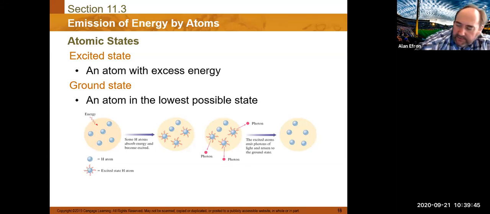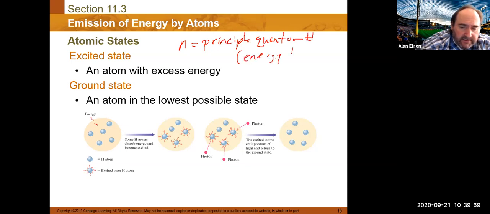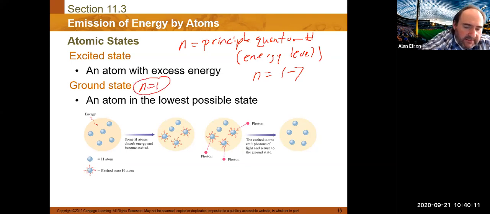Energy states or energy levels are also sometimes abbreviated with the letter n, which is referred to as the principal quantum number. It's really a fancy name for basically your energy level. And n runs from 1 through 7 in most cases. When n equals 1, that is what is sometimes referred to as the ground state. That's the lowest in energy, the state technically closest to the nucleus. Typically, anything above n equals 1 is considered an excited state, so n equals 2, 3, 4.